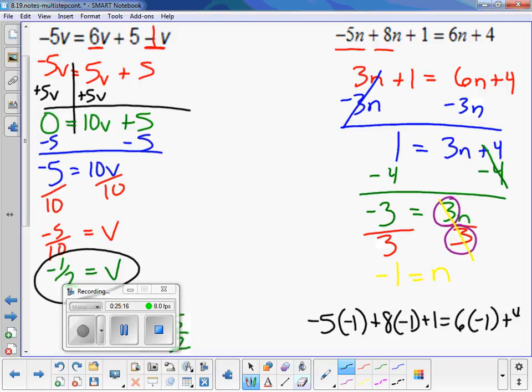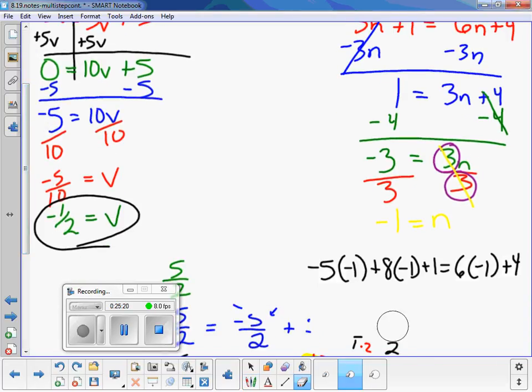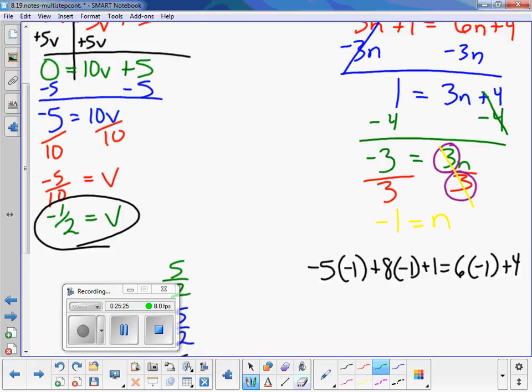And this is why I loved algebra, because I could always check my answers. So then I just go through: -5 times -1 is 5. 8 times -1 is -8. Notice that gives me a double sign, doesn't it? Plus a negative, remember, is the same thing as minus. Bring down that plus 1 equals 6 times -1 is -6.